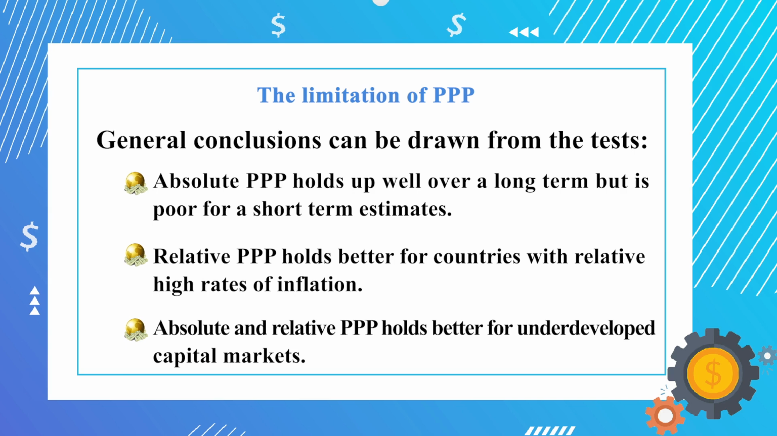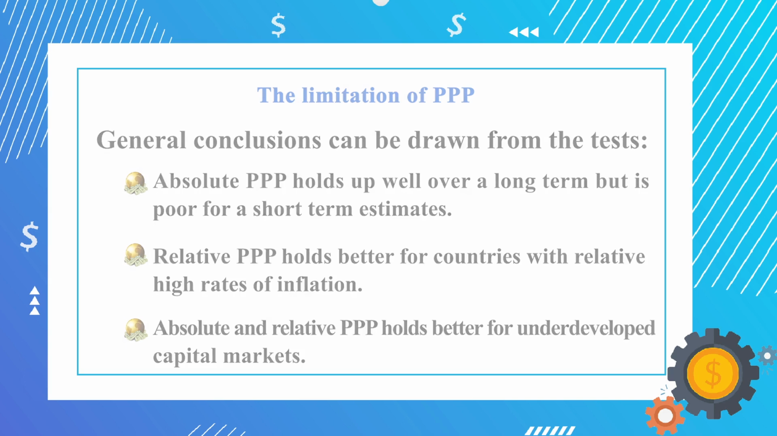PPP theory comes from the law of one price. We already know that the law is a theory about how to determine the spot rate with goods prices, when not considering the influence on spot rate by the capital flows.